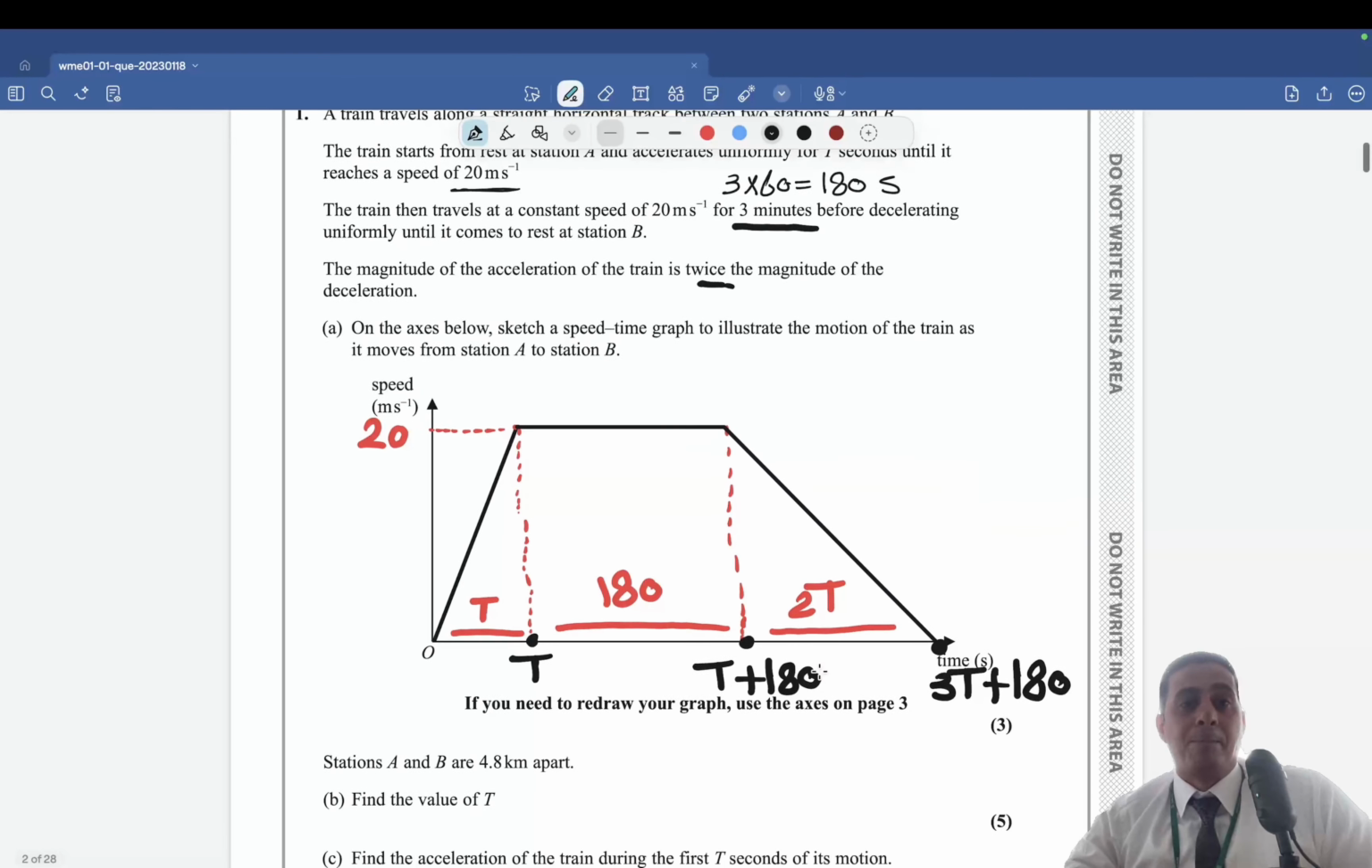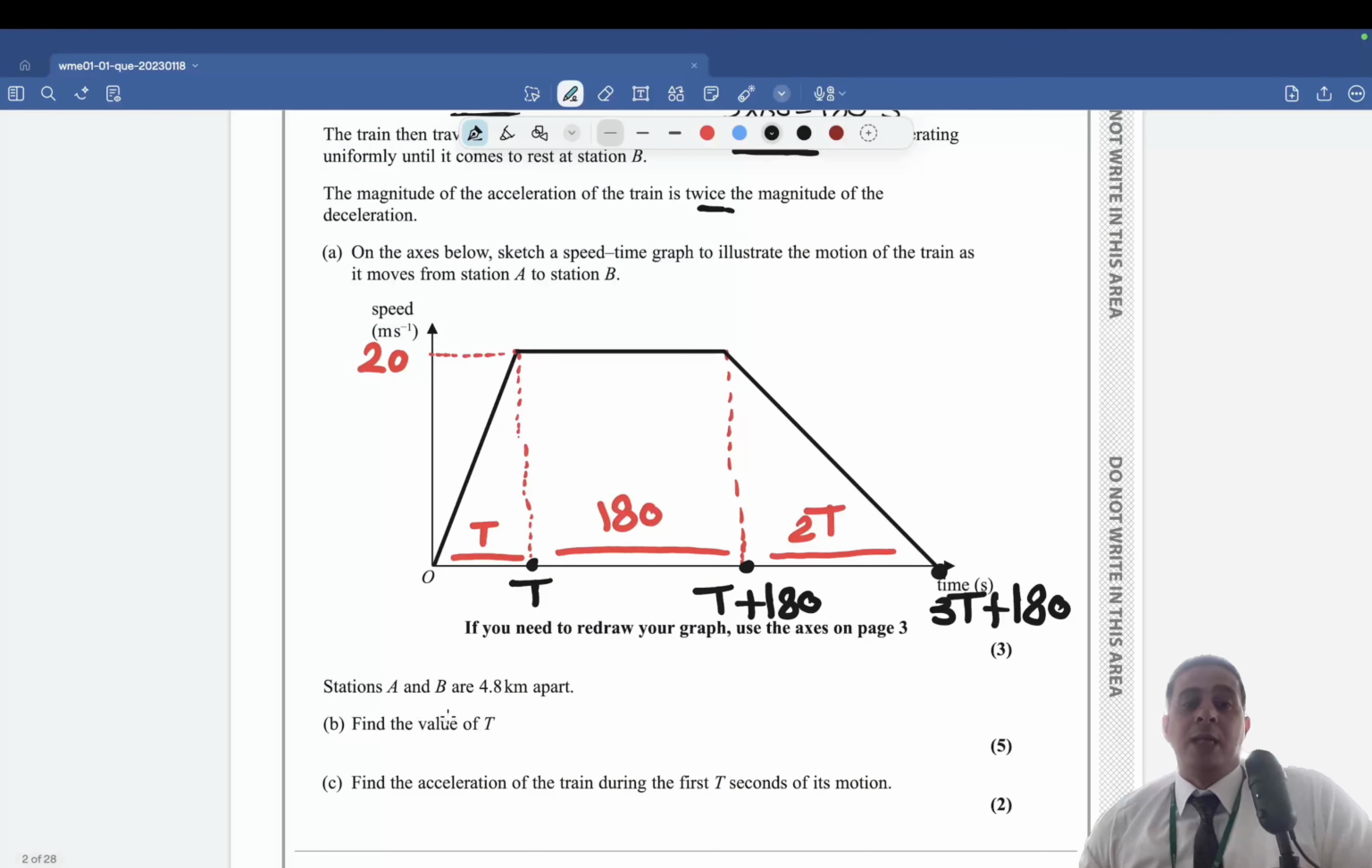Part B. Stations A and B are 4.8 kilometers apart. Our distance must be in meters, so multiplying 4.8 by 1000 to change it to meters, it will be 4,800 meters. For the speed time graph, the area under the graph is equal to distance, which means the area for that shape will equal 4,800.